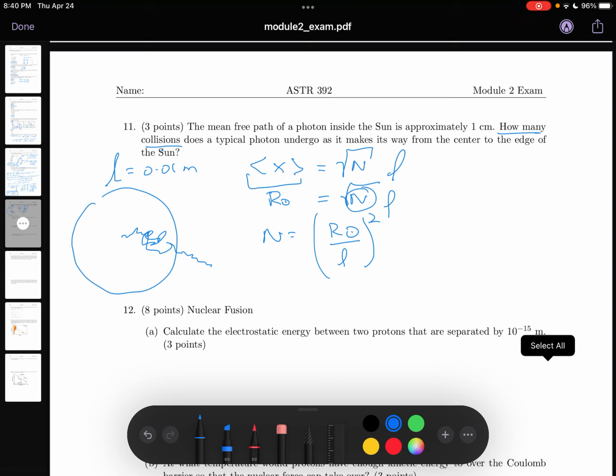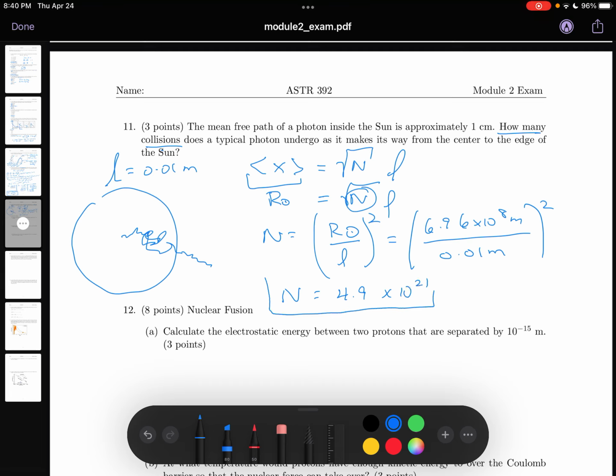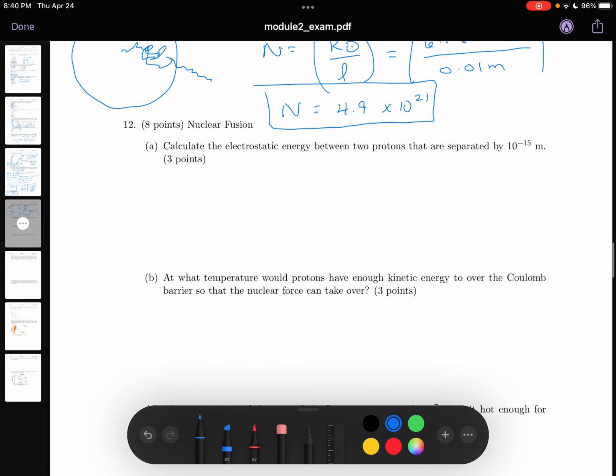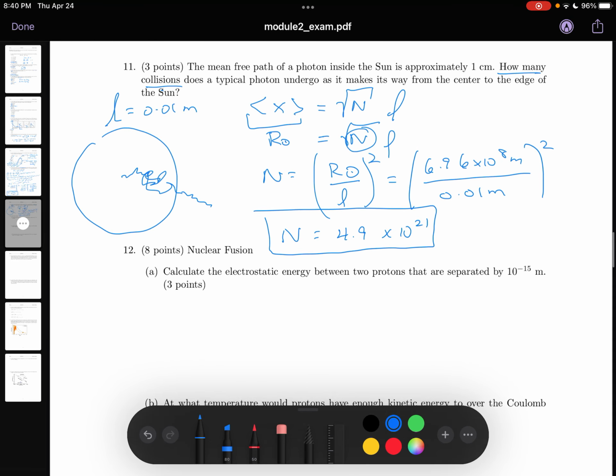So if we plug in here, the radius of the sun, 6.96 times 10 to the 8 meters. Our mean free path is 0.01 meters, and we got to square that. And I got 4.9 times 10 to the 21. That is a lot of collisions. So that kind of goes back to the question of who gets out first, the neutrino or the photon. So the photon makes all these collisions and it can't get out. Let's stop there.